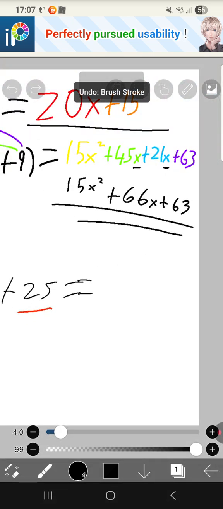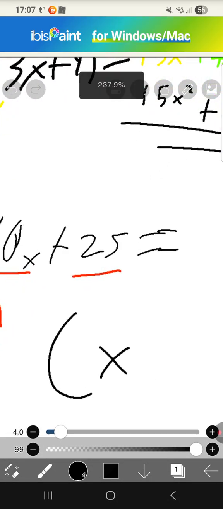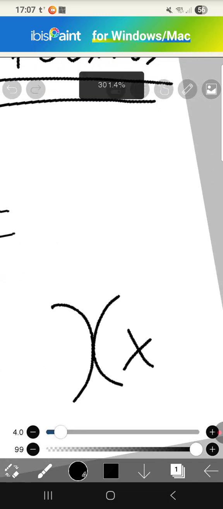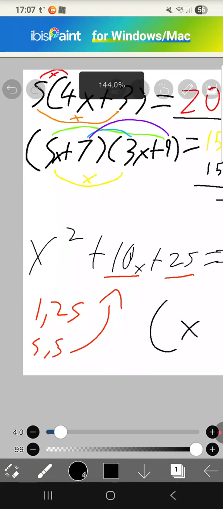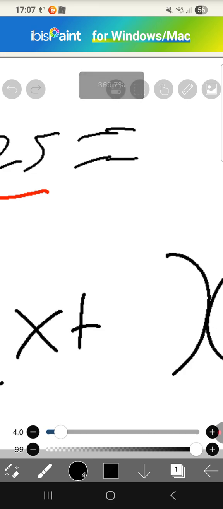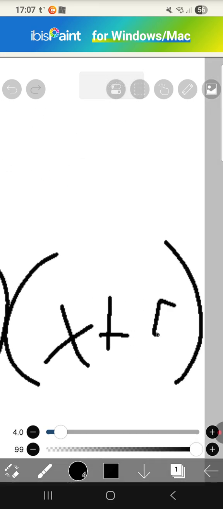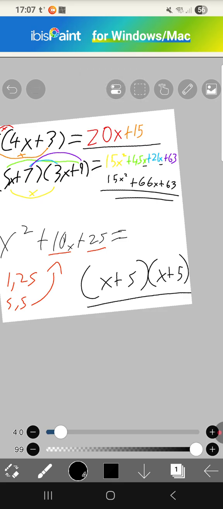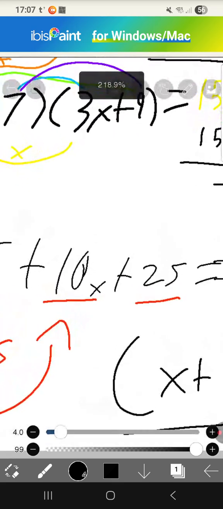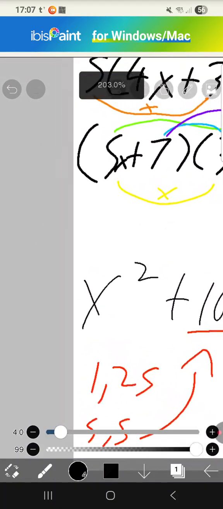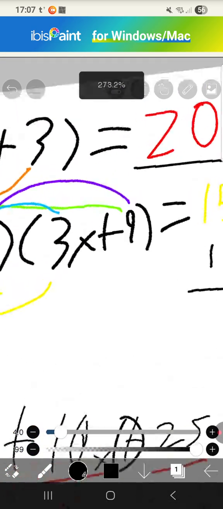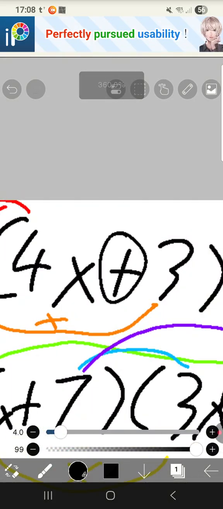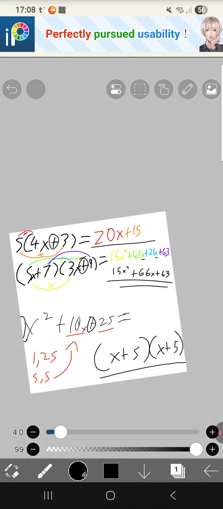So we make bracket x, bracket, bracket, x, bracket. That's a bit squished, but oh well. Since we've established that both numbers are 5, it's bracket x plus 5, bracket x plus 5, and that's your answer. Obviously it will change depending on the numbers available, and when there's a negative number here or here or here, it will change the answer mildly. But these are the basics of each.